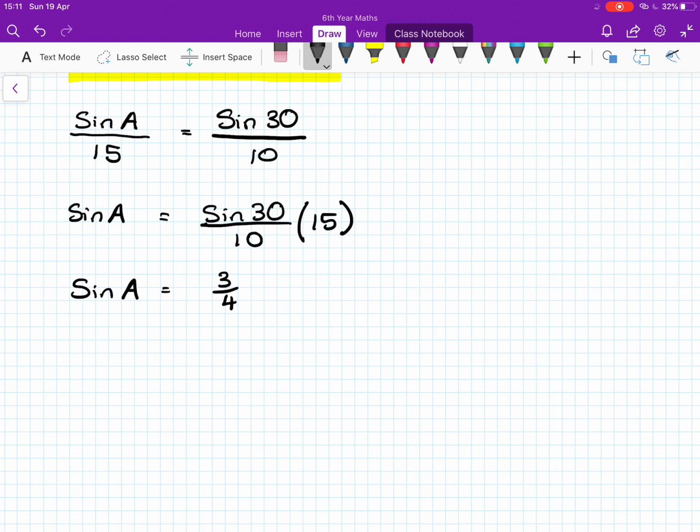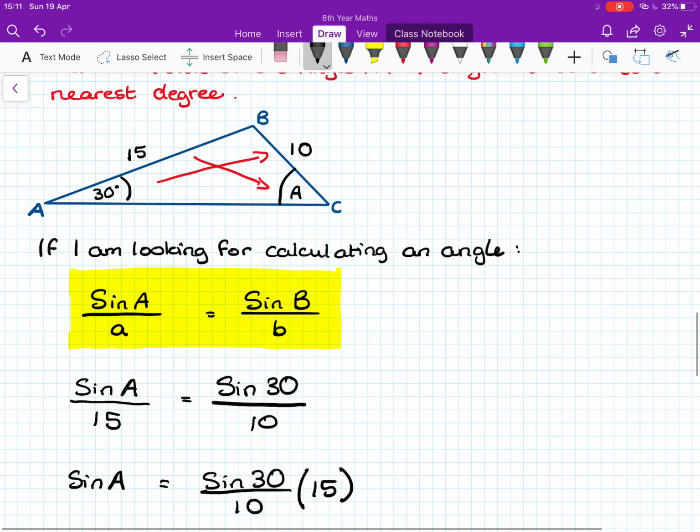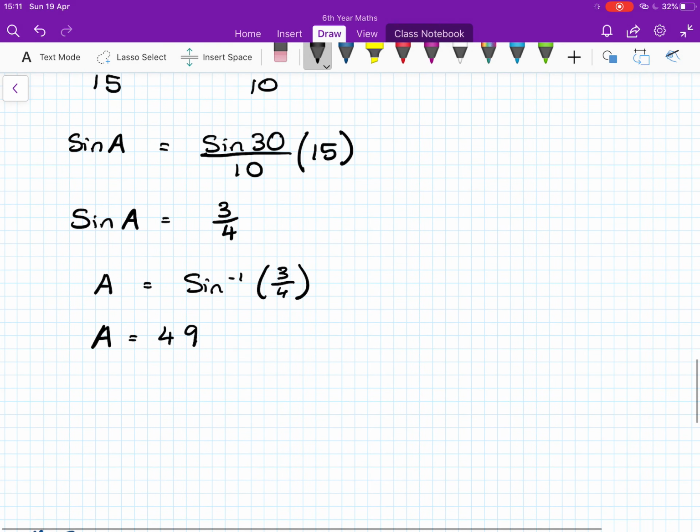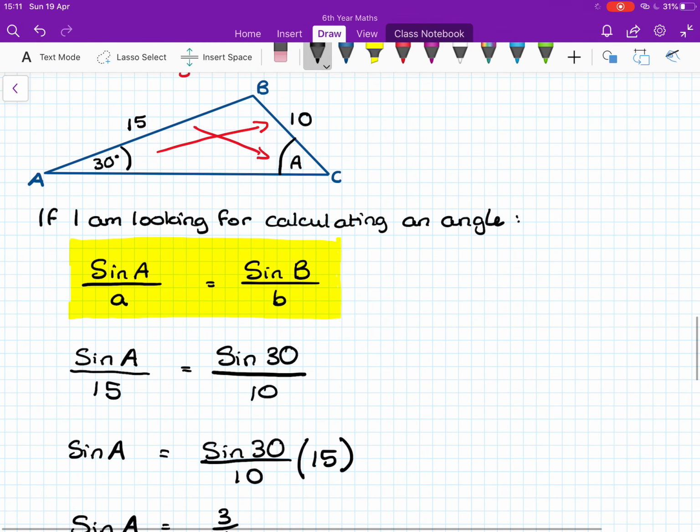So now we need to find out what the angle is on its own. So this is where we bring in our inverse sine. So A is going to be equal to the inverse sine of 3/4. And then if we stick that into our calculator, that's going to give us A is equal to 48.59, and it's to the nearest degree, so it's 49 degrees. And that is our angle for A.